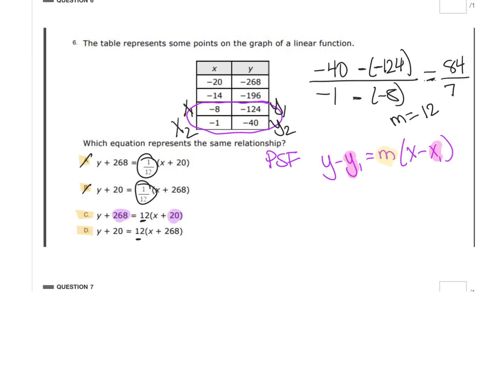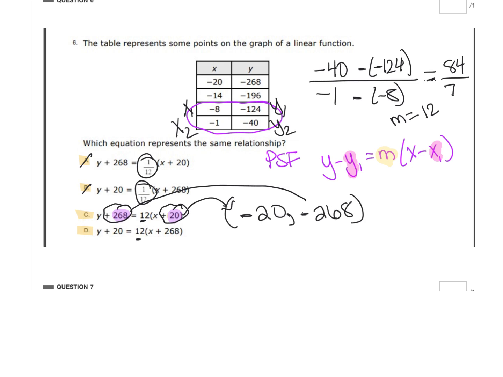Now, look at your formula. Remember I said when we pull these points out, it is going to be our opposite sign. So this is our x, so we're going to have an x of negative 20. This is our y. It's positive in the equation. When we pull it out, we should have a y of negative 268. So that is the point that is part of that equation. Let's not get too excited. Let's check the second one. We always just don't want to assume.